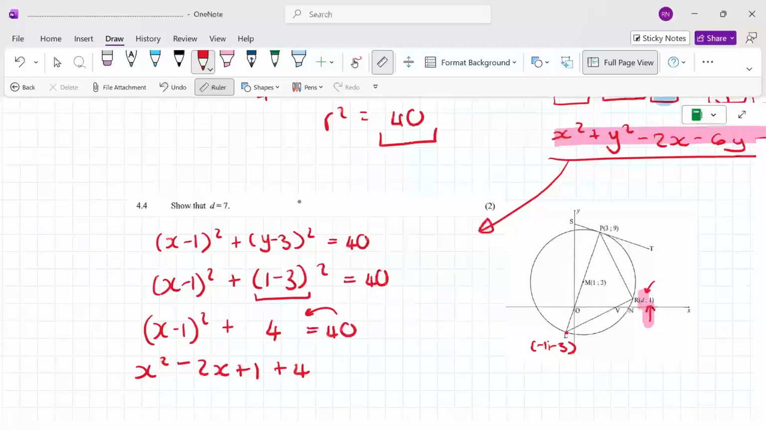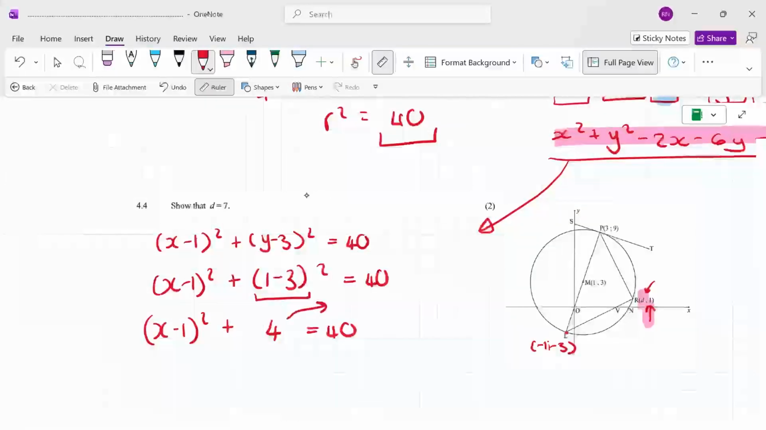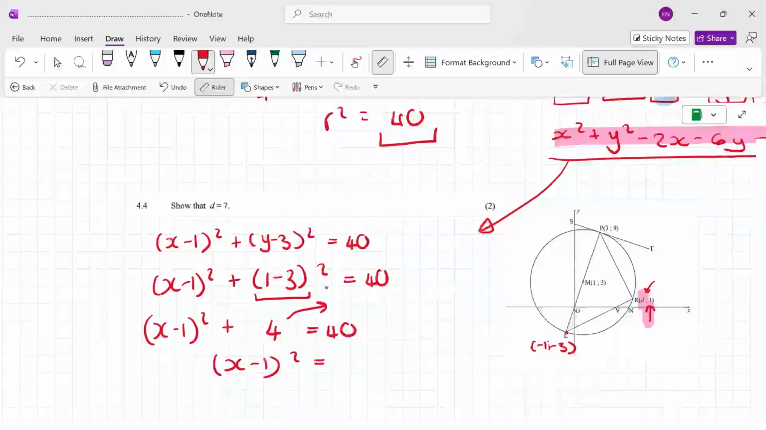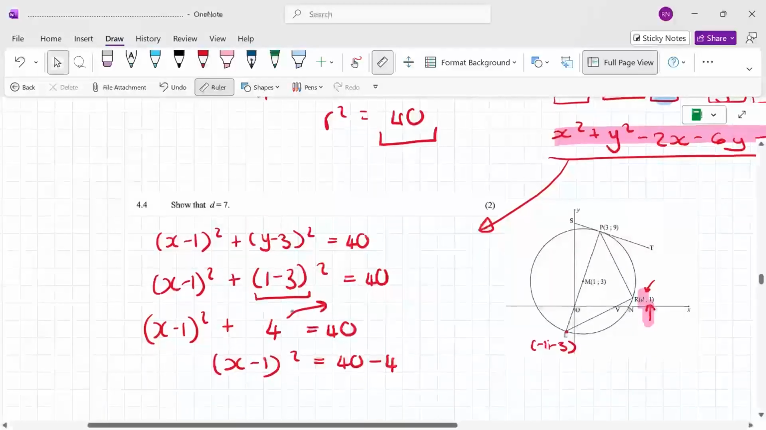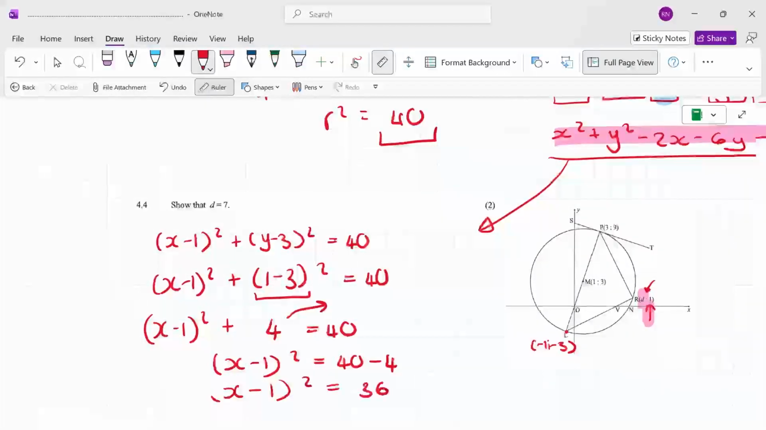Actually, no, let's do it the other way. So instead of doing it that way, let's just rather move the 4 to the other side. So we'll have (x minus 1) squared is equal to 40 minus 4. So that's equal to 36, right? So (x minus 1) squared is equal to 36.